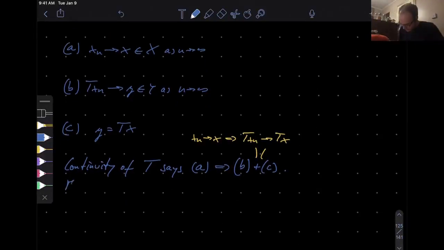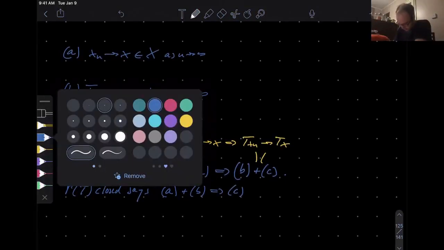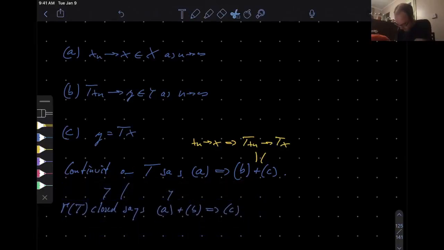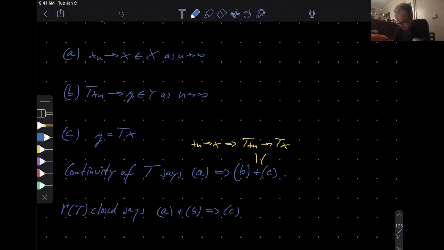Now, what does gamma T closed say? Gamma T closed says A plus B implies C, right? Is that true? Well, sure. Let's do it also in yellow. Continuity of T says... but here gamma T closed says A plus B yields C. Why is this? Well, because if something is closed and you take a sequence in it, after all the sequences in the graph, they look like this, right?